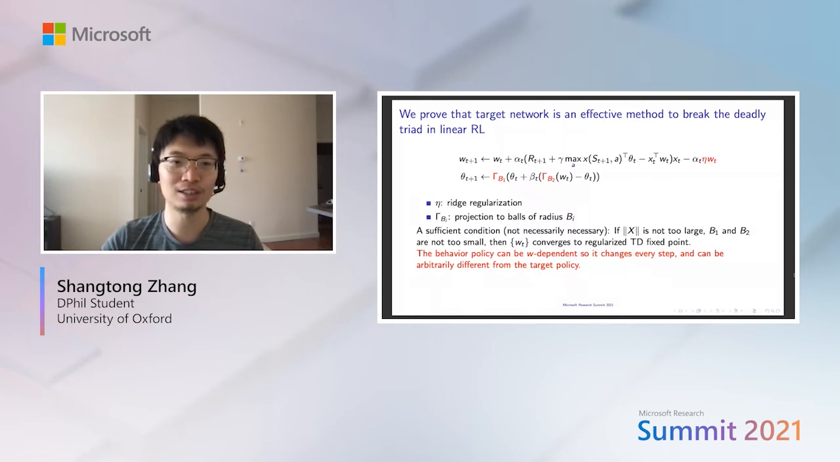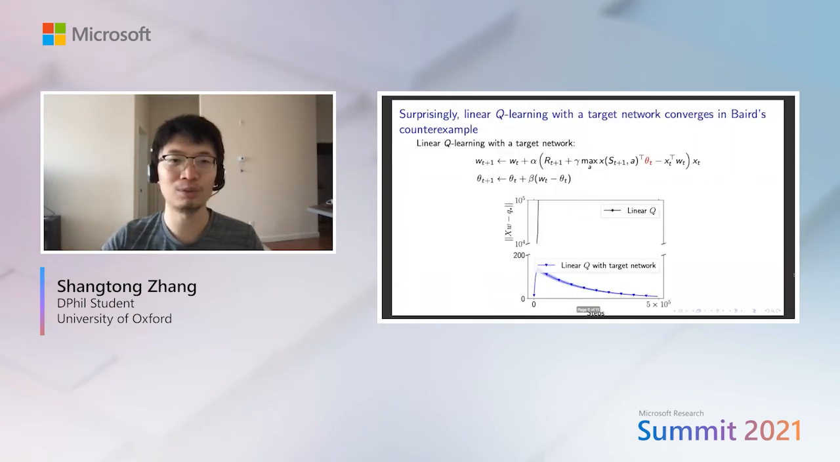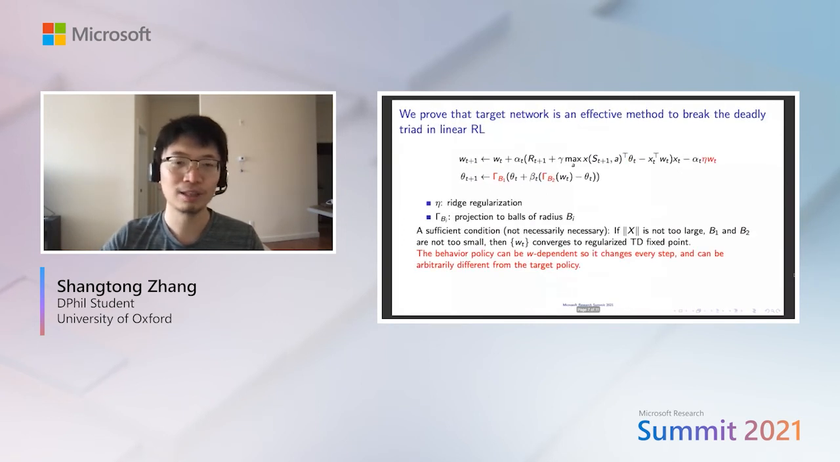all sufficient. They are not necessarily necessary. You can see in the previous example, we don't have projection, we don't have ridge regularization, but the algorithm still converges well. So a possible future work is to design a sufficient and necessary condition. But here we focus on the sufficient condition to use the ridge regularization and the projection.